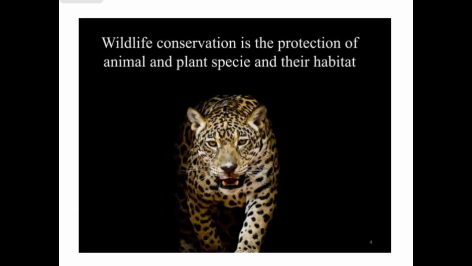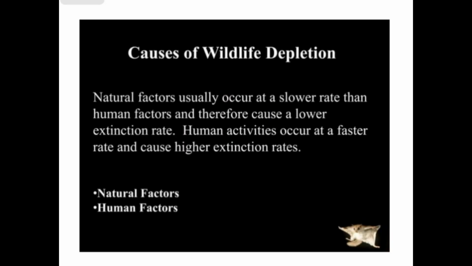First one is, what is wildlife conservation? Wildlife conservation is the protection of animal and plant species and their habitat. And the causes of wildlife depletion include two main factors. First one is natural factor and second is human factor.